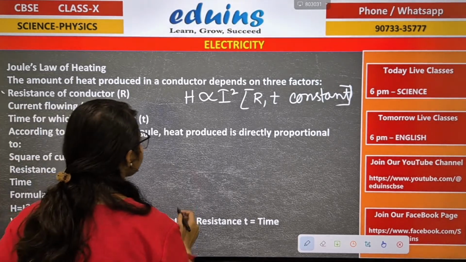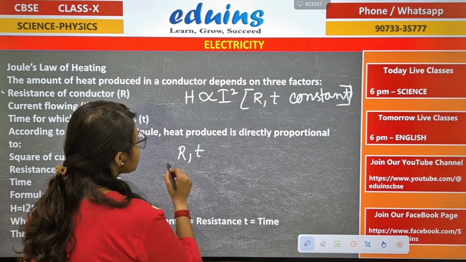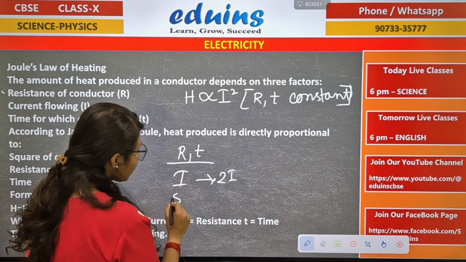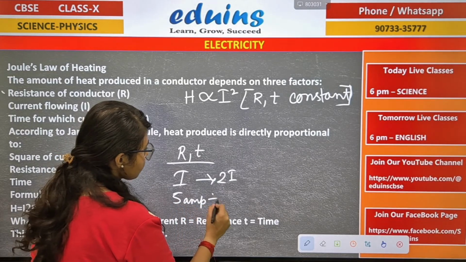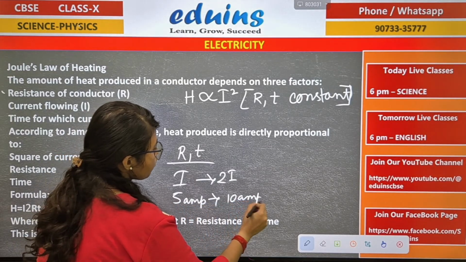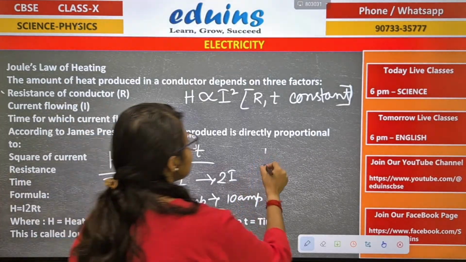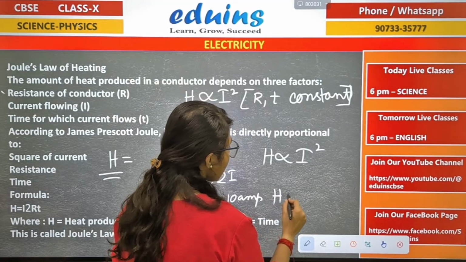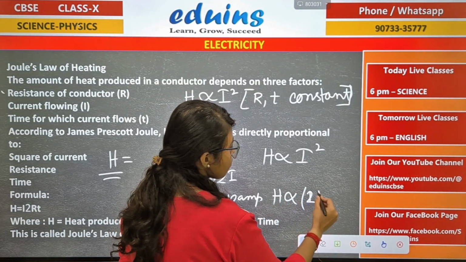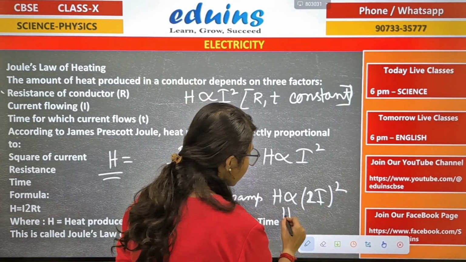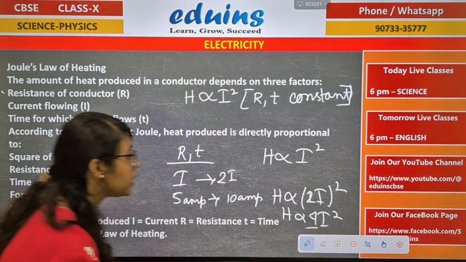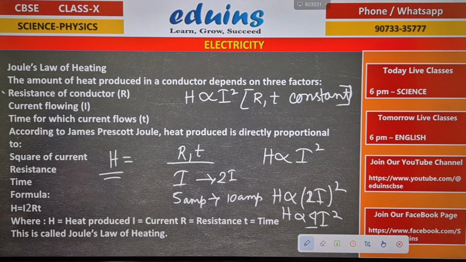So if R and T are the same, but I becomes 2I, that means 5 ampere of current flow becomes 10 ampere of current flow, then the heating effect becomes proportional to 2I square. So H varies as 4I square. So the heating effect must be quadruple of the previous value.